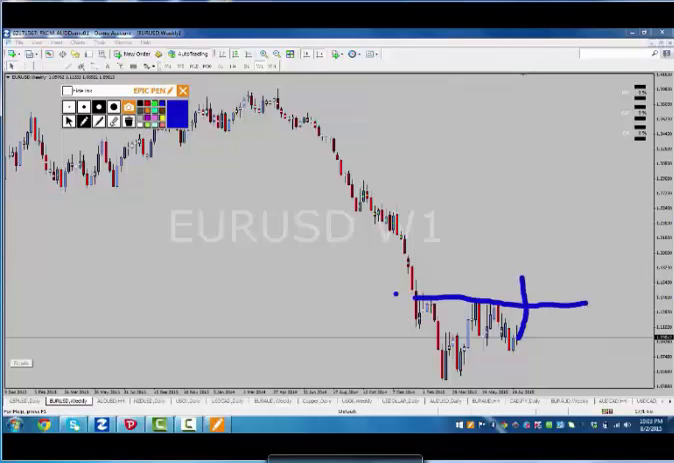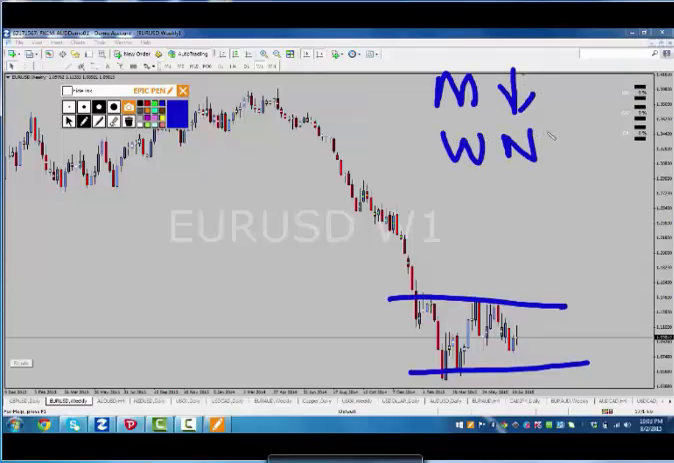first of all, it has to remove this resistance. For me to say that this trend is going to continue, it has to remove this low. That's all. If you remove this, then I say, okay, price is like this one. So at the moment, what is the trend? No directions. So the monthly down, weekly no direction.